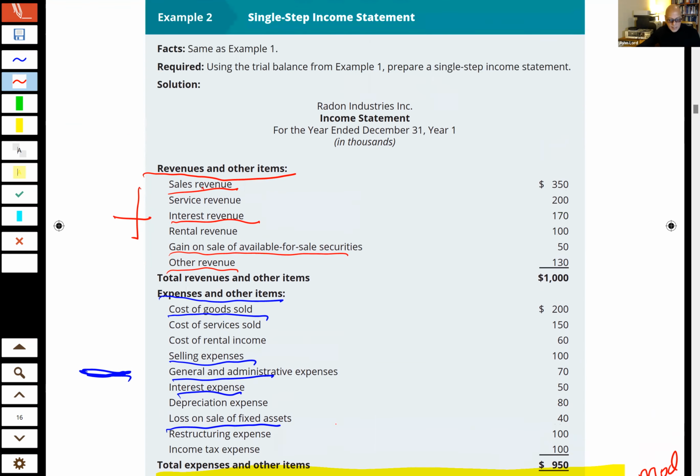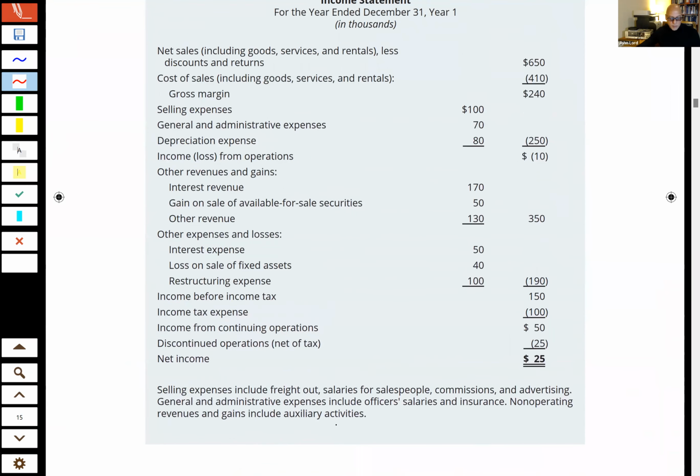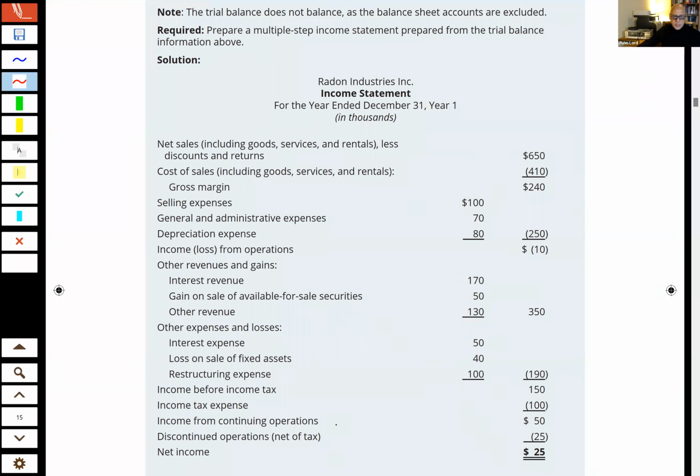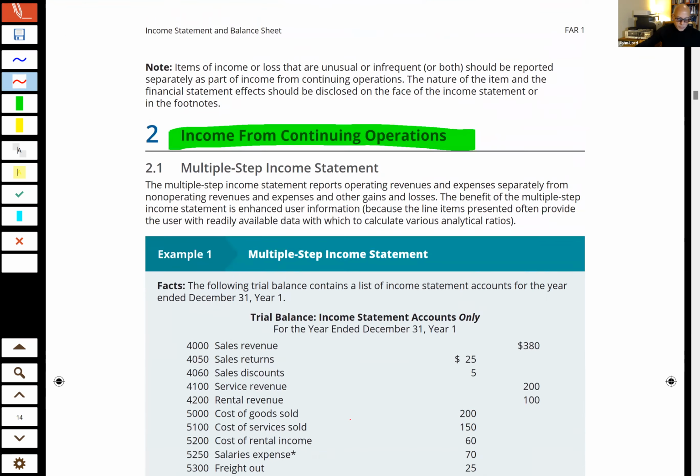Now, coming back up, the multiple step, which is what FASB expects companies will provide. So the single step, you'll sometimes see that, and you'll see it in, like, the management discussion analysis or something. They might include a single step, but the actual income statement itself will follow the multiple step approach, okay?